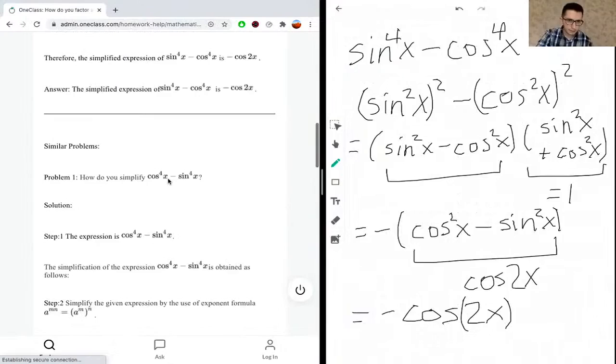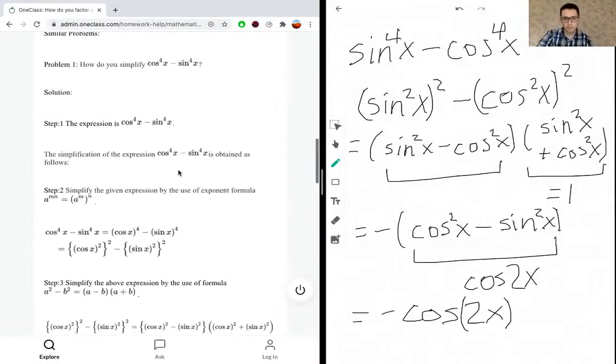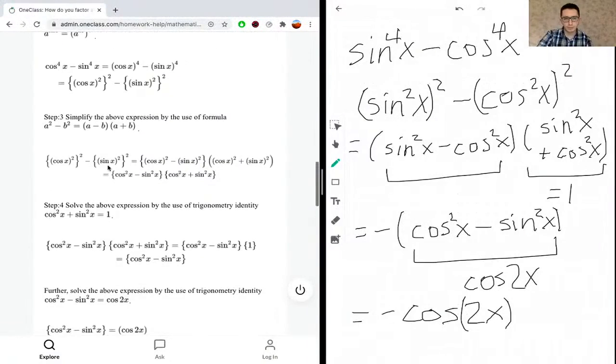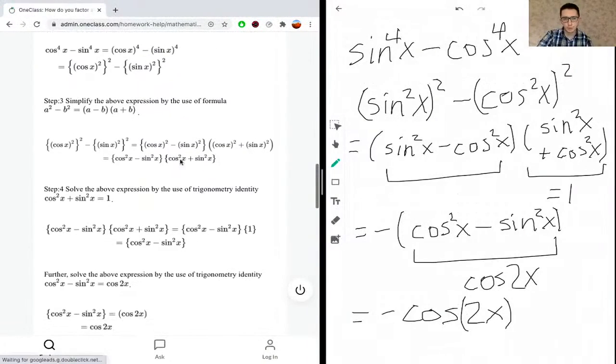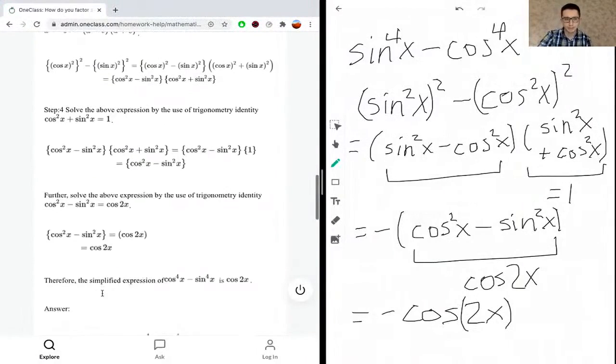I believe here they provide another example. Instead of sine 4x minus cos 4x, they say cos 4x minus sine 4x. So it's also a difference of squares. Following a similar process, you can eliminate the cos squared x plus sine squared x, since this is equal to 1. Then you end up with this, except you don't need a negative sign in the beginning because it's already in a format where you can convert it to cos 2x.